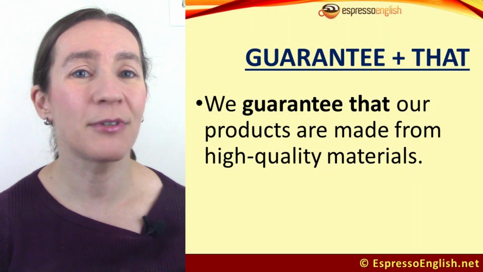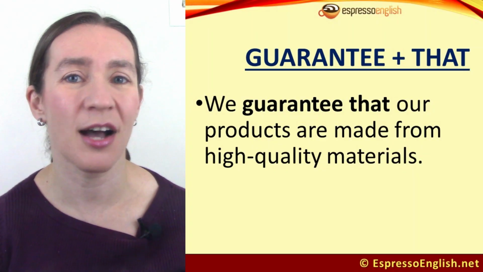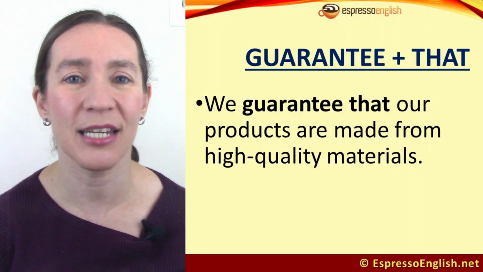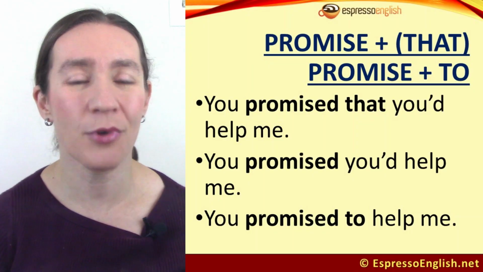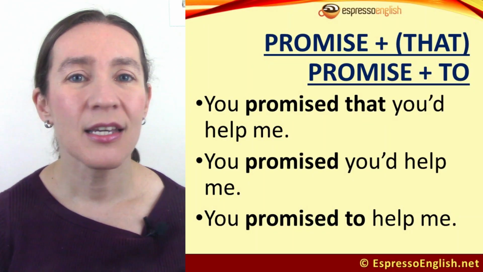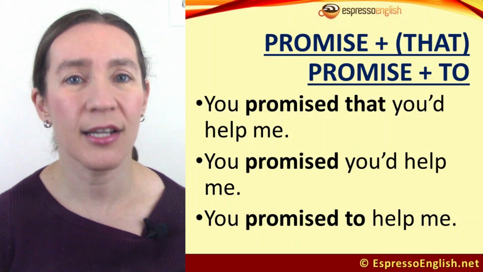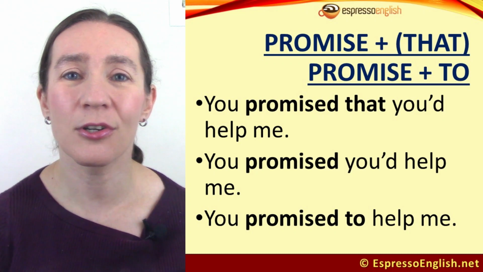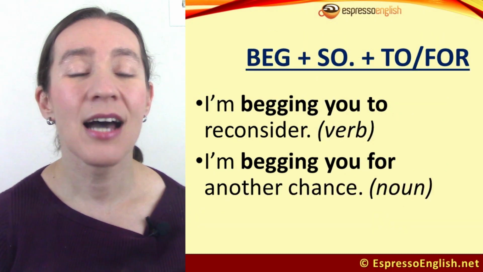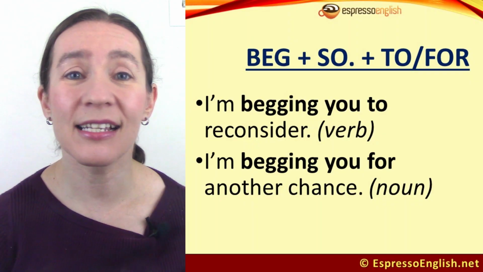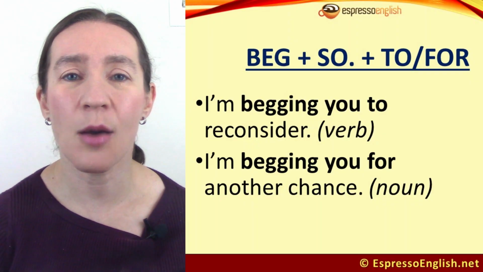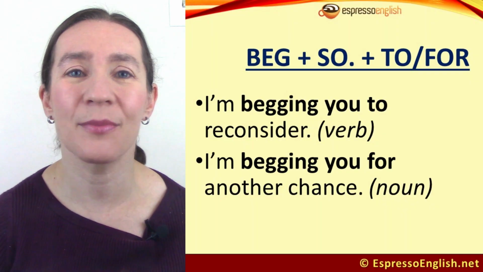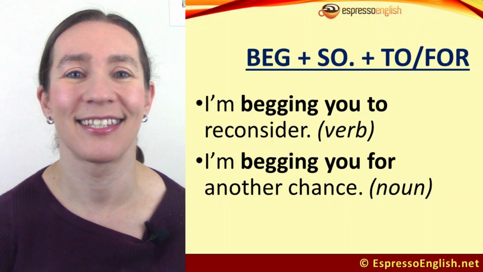Guarantee that. If you guarantee that something is the case, it means you promise that it is true. We guarantee that our products are made from high-quality materials. And of course, we have promise that or promise to. You promised that you'd help me, or you promised you'd help me, or you promised to help me. All correct ways of saying the same thing. Another one is beg, when we're asking someone with a lot of emotion. Beg someone to or for. I'm begging you to reconsider, or I'm begging you for another chance.